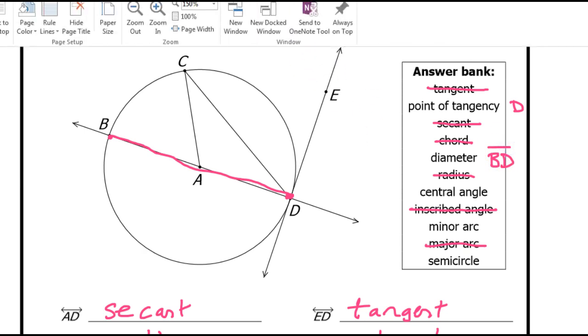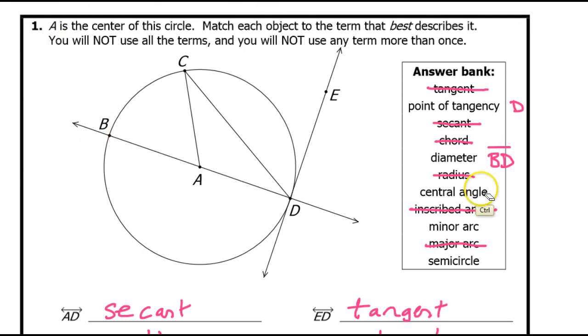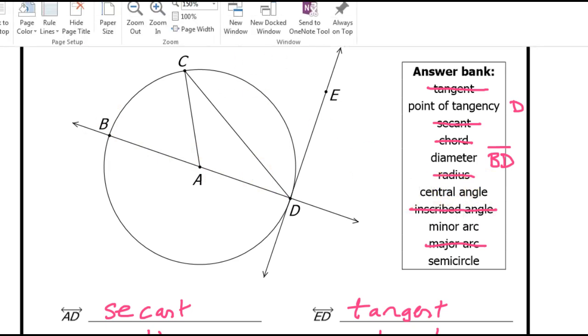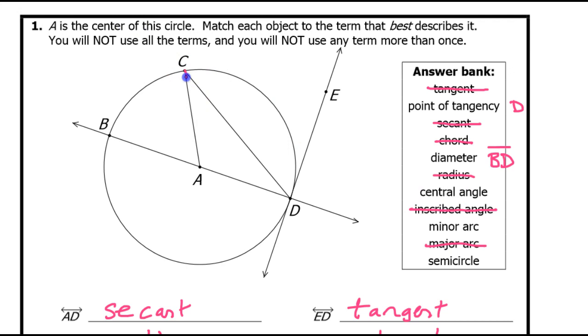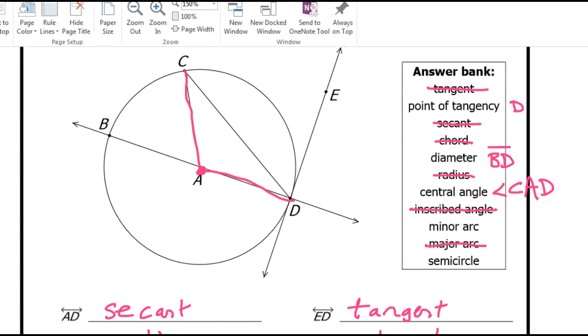A central angle is an angle whose vertex is at the center of the circle. So for example, angle CAD would be a central angle because the vertex is at the center. So I could say angle CAD would be a central angle.